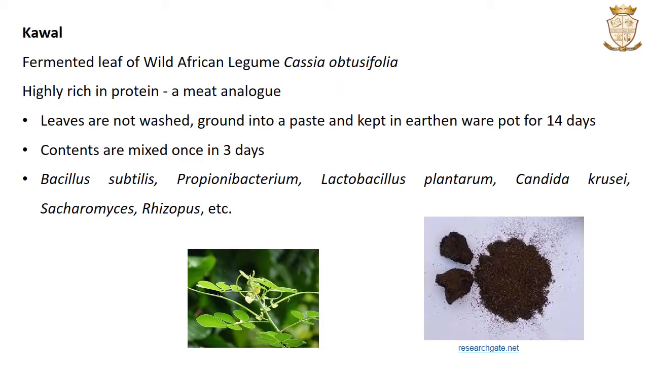The next fermented vegetable is Kawal, which is a fermented leaf preparation prepared from the wild African legume Cassia obtusifolia. This is a product highly rich in protein and is generally used as a substitute for meat. For the production of Kawal, the leaves are not washed. They are ground into a paste and kept in an earthenware pot for about 14 days. During this period, the contents will be mixed once in 3 days. The microorganisms involved are Bacillus subtilis, Propionibacterium, Lactobacillus plantarum, Candida krusei, Saccharomyces, Rhizopus, etc.